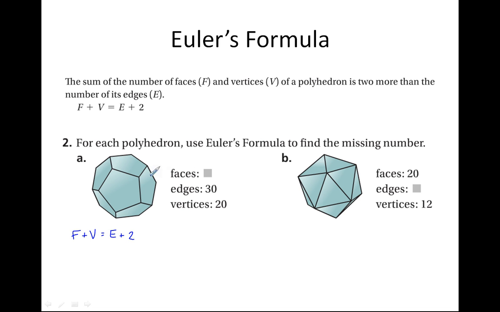Here I want to find the missing number of faces using Euler's formula. So I don't know faces, so F plus the number of vertices, which is 20, equals the number of edges, which is 30, plus 2.